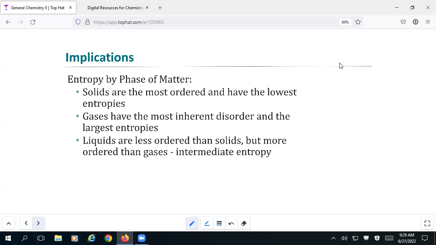Drawing out some conclusions from this, we can look at entropy by the phase of matter. Understanding that solids are going to have the most ordered configurations and the least entropy as a result. Solids have the least degrees of freedom. They have the least range of motion. And as a result, you're not going to get as many microstates from mixing, because all those solids are going to be confined to their given spots.